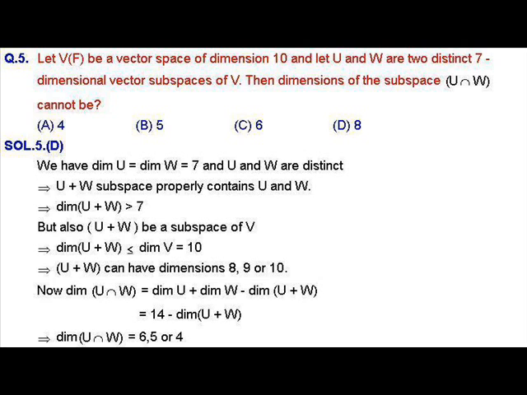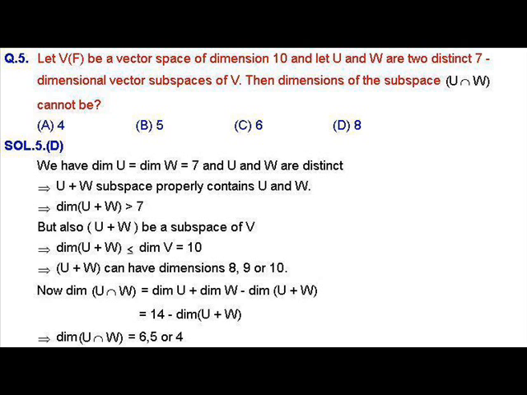And also U plus W is a subspace of V, so its dimension cannot exceed 10. So basically the possible dimensions of U plus W are 8, 9 or 10. Now we also know the dimension of U plus the dimension of W is equal to the dimension of U intersection W plus the dimension of U plus W.